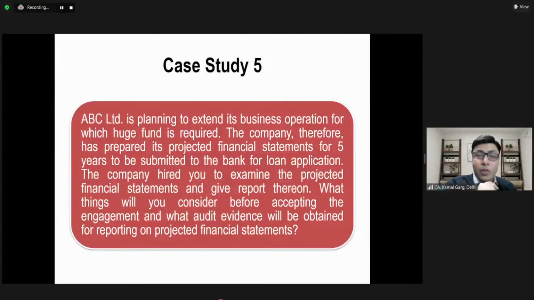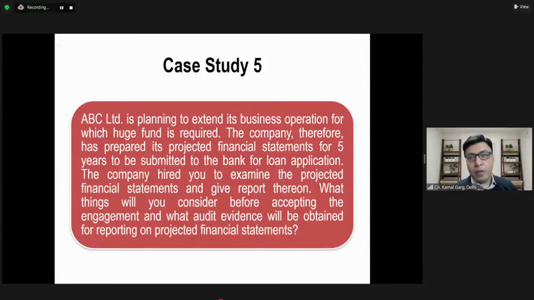Just see here what is involved: projected financial statements. So one thing is certain, for projected financial statements, SAs are not applicable, because projected financial statements are never audited. Correct. Please take a note. For projected financial statements, the applicable standard for verifying them is SAE, which stands for Standard on Assurance Engagement 3400. So standards are different, but principles are the same. Documentation principles are the same.